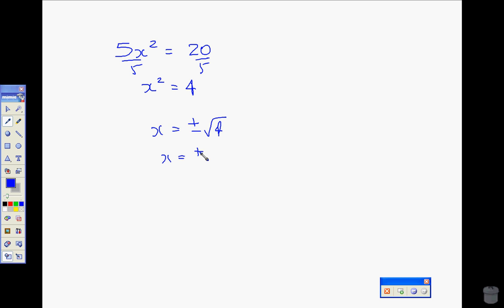So that's the hardest type of equations we're going to get, where we're going to have to do a manipulation on this side to get x squared equal to some number, which is going to come down to a plus or negative of the square root.